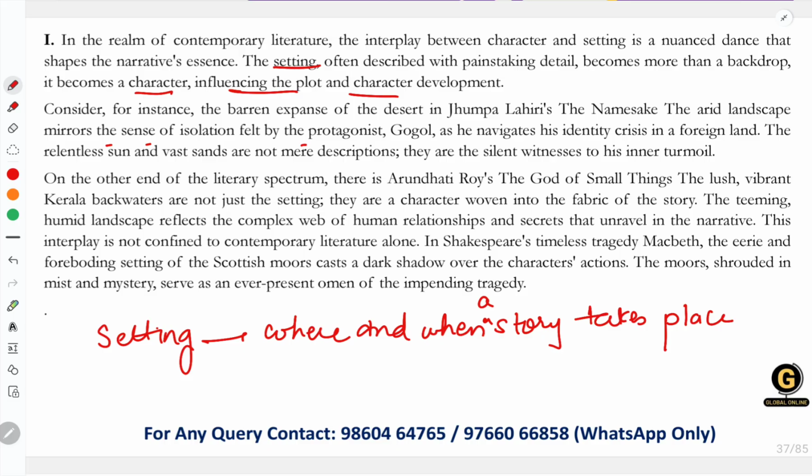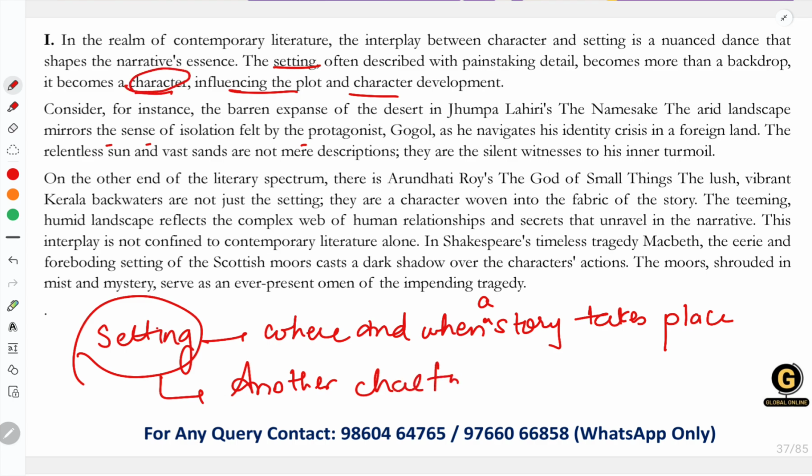For example, let's say a story that takes place in a desert, a crowded city, a village, a forest, an old castle. The author says that in contemporary literature, the setting, meaning where and when a story takes place, can almost be like another character because it affects what happens. Once again, I'm telling you, in contemporary literature, what the author is saying is that the setting can become almost another character.